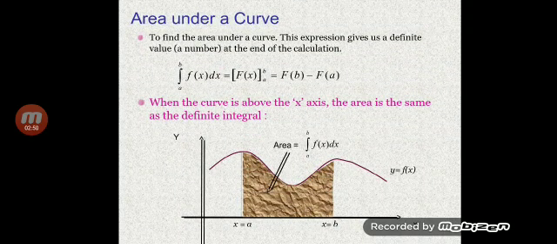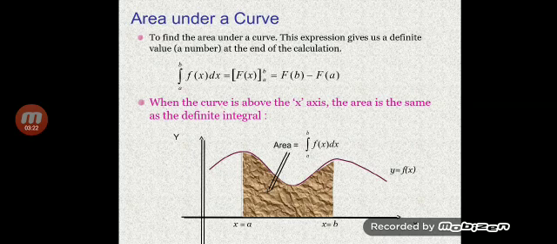Area under the curve. To find the area under the curve, this expression gives a definite value, a number, at the end of the calculation. Integral over a to b f of x dx. Suppose the integration of f of x is capital F of x over the limits a to b. We know that upper limit minus lower limit we have to consider, that is F of b minus F of a. The number is the area under the curve over the limits x is equal to a to x is equal to b.